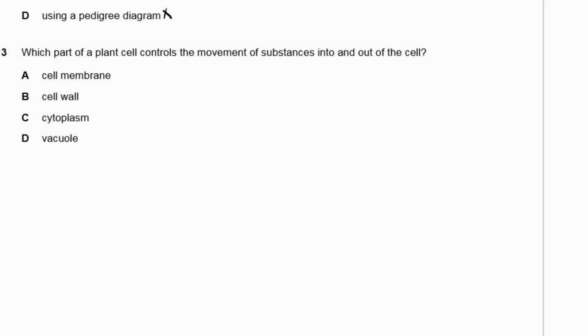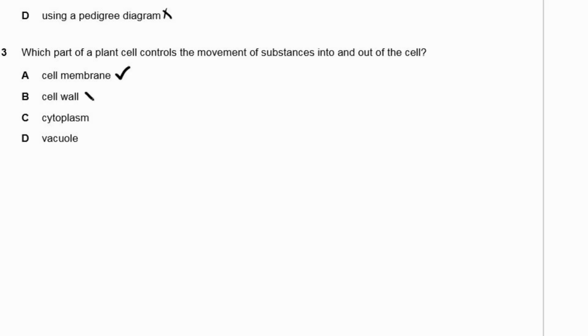Question 3. Which part of a plant cell controls the movement of substances into and out of the cell? Is it the cell membrane? Yep, because in the cell membrane there are proteins that can actually control generally what goes in and out, other than some gases. That's just to do with diffusion, and certain other things can diffuse across, but most things are controlled by the proteins in the cell membrane.